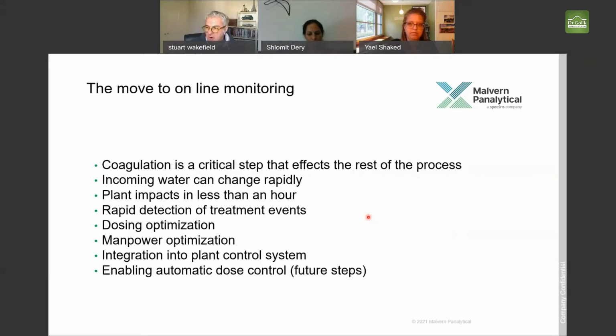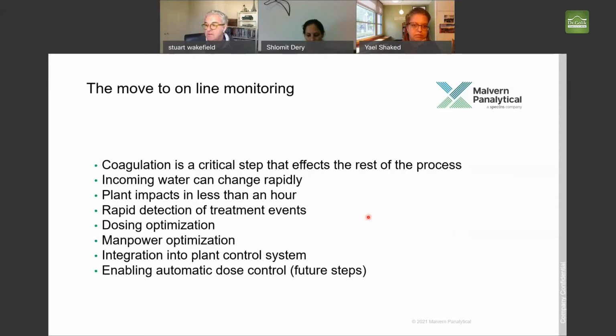So coagulation is that critical first step. We know the incoming raw material, which is the water, can change rapidly. We can have an impact on the filtration processes in less than an hour from changes in the raw water. We need to detect rapidly what is happening so that we can treat rapidly. We need to optimize that chemical dose or treatment. We need to have the right manpower to optimize that. Ideally, we want to remove that manpower and automate that process.